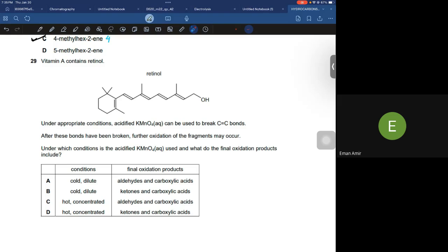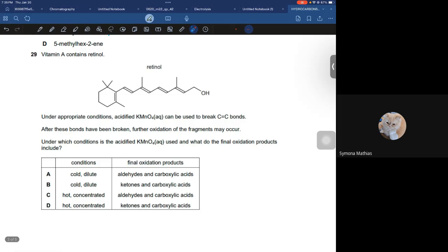Sir, I think it's either A or B. Sir, I thought it was D because they said further oxidation. Under appropriate conditions, acidified KMnO4 can be used to break the carbon-carbon double bonds, and after these bonds, they are saying further oxidation may occur. It means this is hot KMnO4. If you remember, in cold KMnO4, I was telling you that only the diol would be formed.